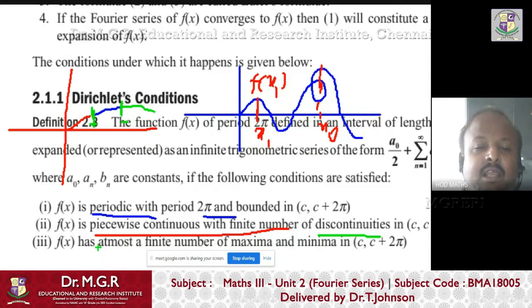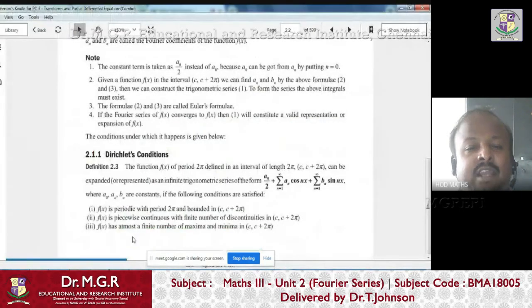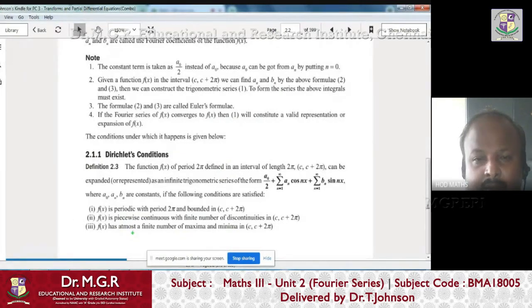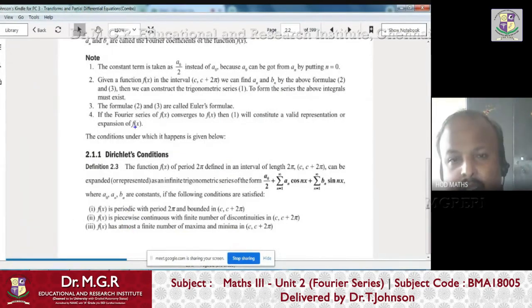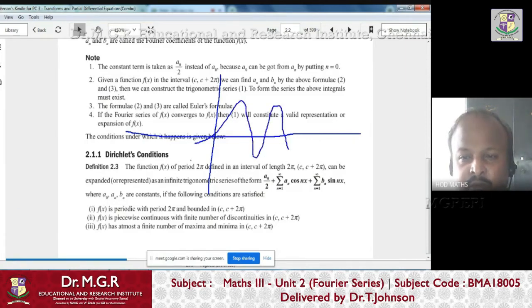And finally, f of x has at most a finite number of maxima and minima. Then you may ask, sir, what is the meaning of a finite number of maxima and minima? You know local maxima and local minima. Whenever you draw a curve like this, the function takes some maximum value, then it comes down, then it goes to some low value and comes up, and then it takes a maximum value and comes down to a low value. So for every finite local interval, you can find some maximum value and some minimum value.